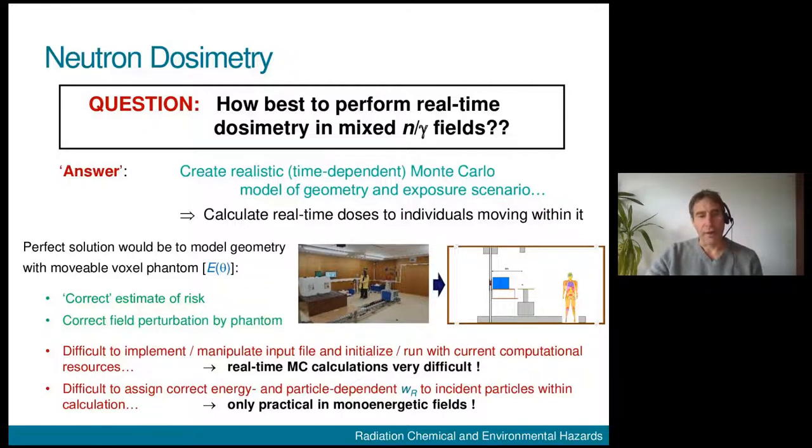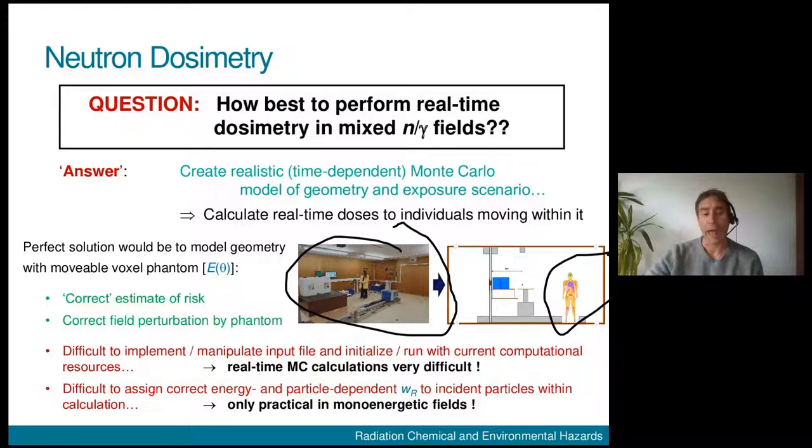As with the rest of PODIUM, the idea is that we create some form of Monte Carlo model of our exposure scenario and calculate doses as individuals move within it. So the perfect solution might be to render our neutron environment into a Monte Carlo model and then put in a person and calculate the dose that way. And this, of course, will give the correct estimate of risk, and it would give the correct field perturbation by the phantom. But unfortunately, for various reasons, given the size of the field and the range of the energies, it's very difficult to manipulate this kind of input file in Monte Carlo and run computational dosimetry in real time in practice.